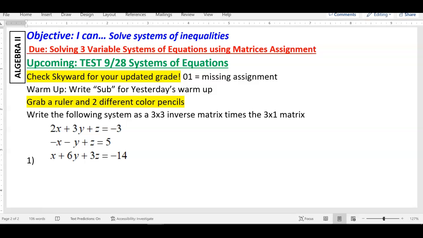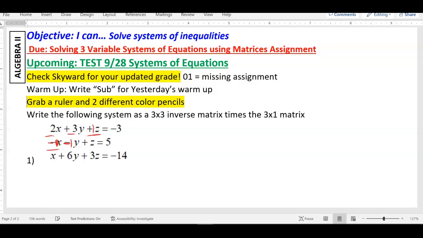Today, we're going to write these coefficients in a 3x3 matrix. So we have 2, 3, and what is in front of this z right here? A 1. Does everyone know that z is 1z, right? What about the next row? What's this first one? -1. Very good. And then the next one? It should be -1 again.